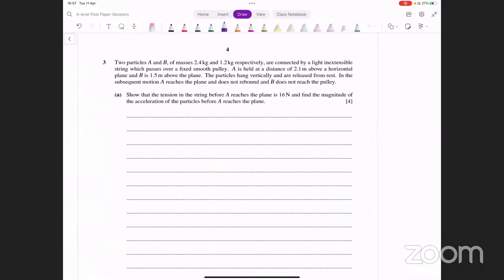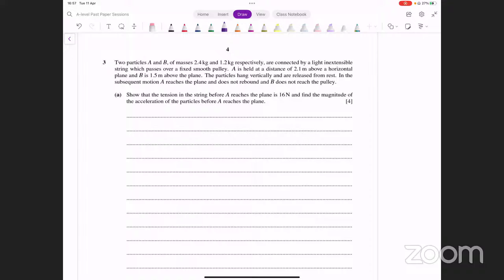It says two particles A and B of masses 2.4 kilograms and 1.2 kilograms respectively are connected by a light inextensible string which passes over a fixed smooth pulley. A is held at a distance of 2.1 meters above a horizontal plane and B is 1.5 meters above the plane. The particles hang vertically and are released from rest. In the subsequent motion, A reaches the plane, does not rebound, and B does not reach the pulley. Show that the tension in the string before A reaches the plane is 16 Newton, and find the magnitude of the acceleration of the particles before A reaches the plane.